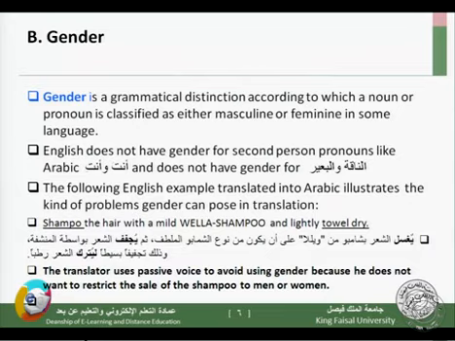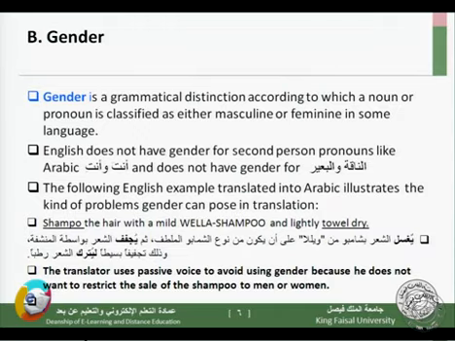But imagine, now we have in Arabic الناقة والبعير. الناقة is a female and البعير is a male. Now in English they don't have this. This is gender. You need to be careful about gender.